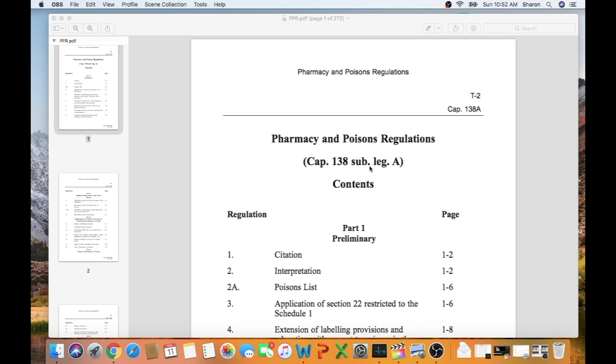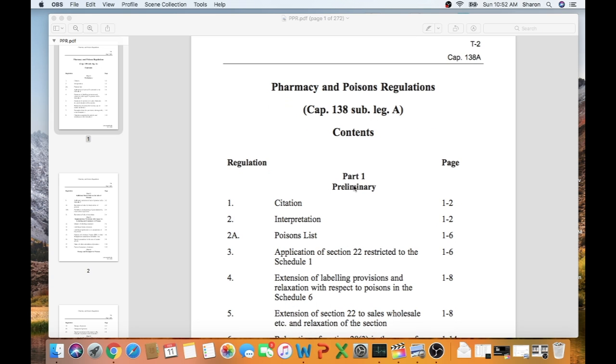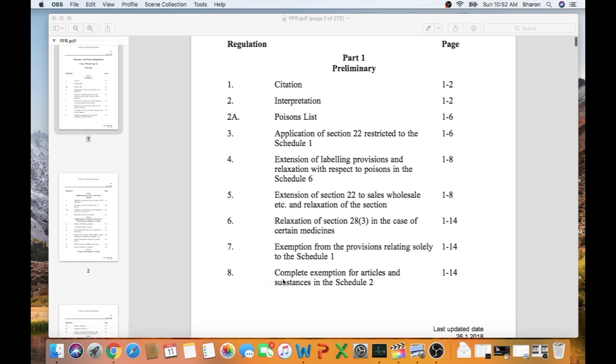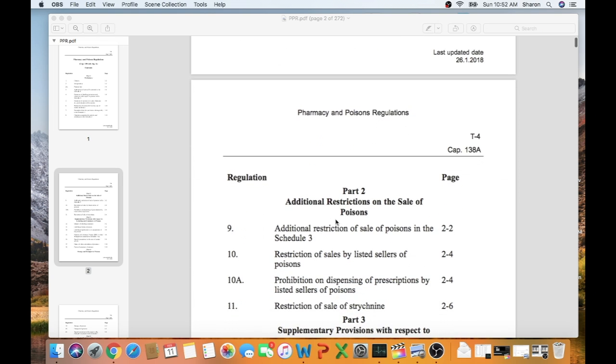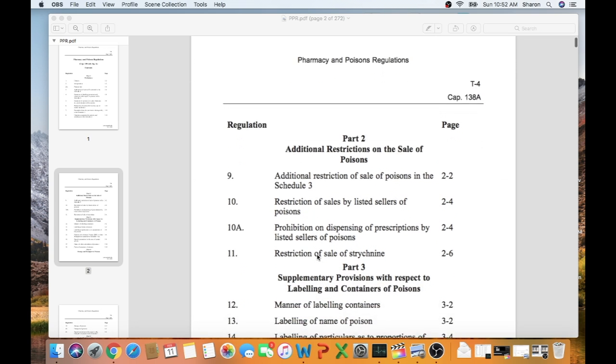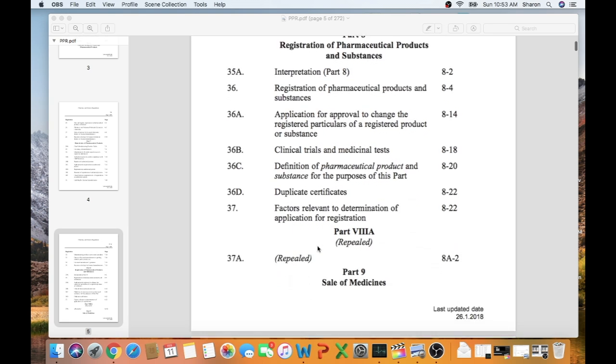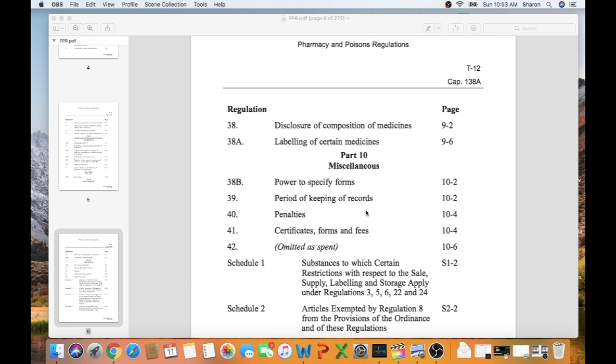If you go to the PPR, we'll look at the contents first. So these are all the regulations which come at the beginning. So this is part 2, but this is not what we're talking about when we're talking about part 2 poisons. So keep going down. We're still in the table of contents. So we come down to here.